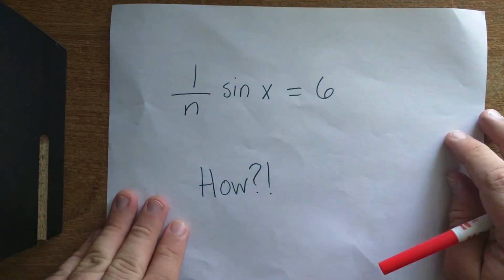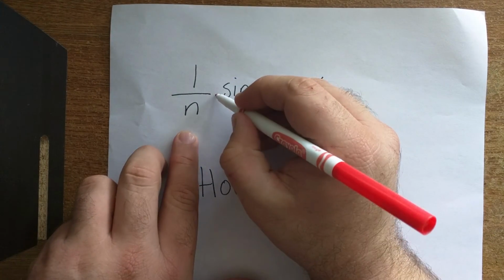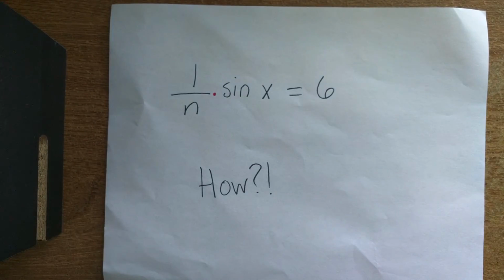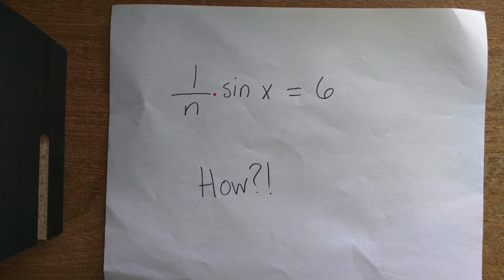I want to see if anyone can figure this out. 1 over n, and this is a times if you want. This is 1 over n times sine of x equals 6. But how? Can you figure out how that happens?